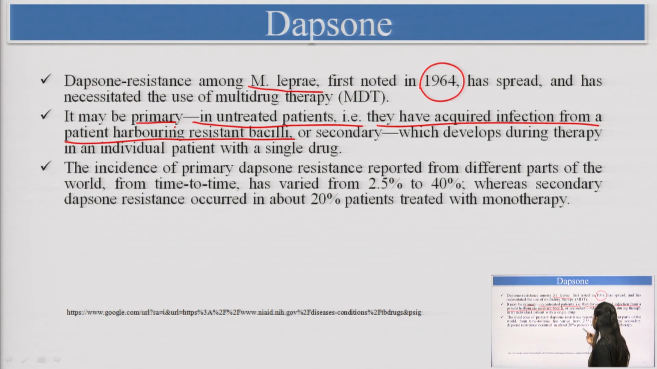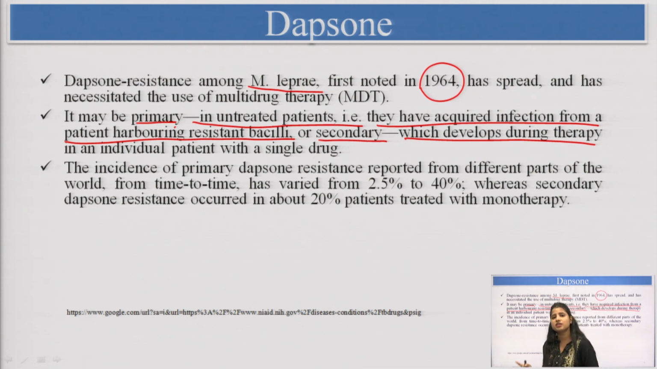What is secondary resistance? Secondary resistance is developed inside the body. Yes. So secondary is the one which develops during the therapy in an individual. So this is the basic difference between the primary and the secondary resistance which occur in the Dapsone case.